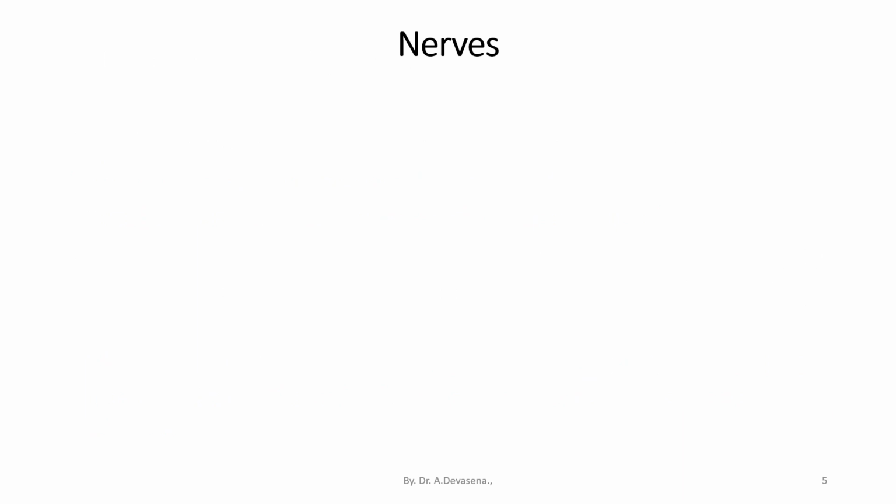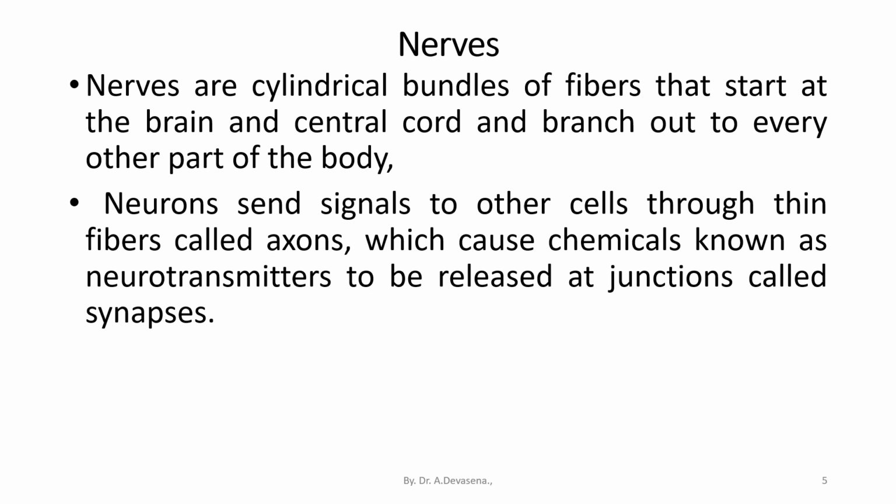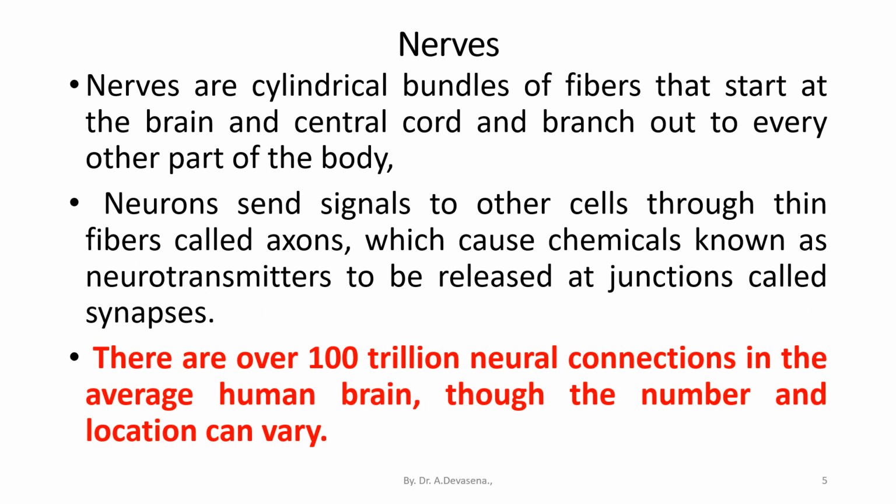Let us see nerves. Nerves are cylindrical bundles of fibers that start at the brain and central cord and branch out to every other part of the body. Neurons send signals to other cells through thin fibers called axons, which cause chemicals known as neurotransmitters to be released at junctions called synapses. There are over 100 trillion neural connections in the average human brain, though the number and location can vary.